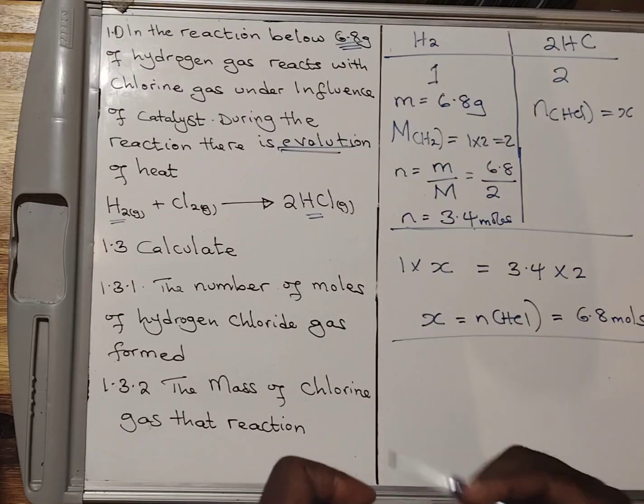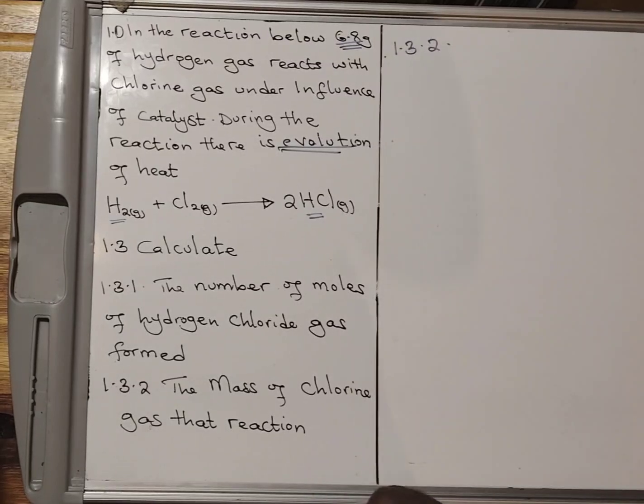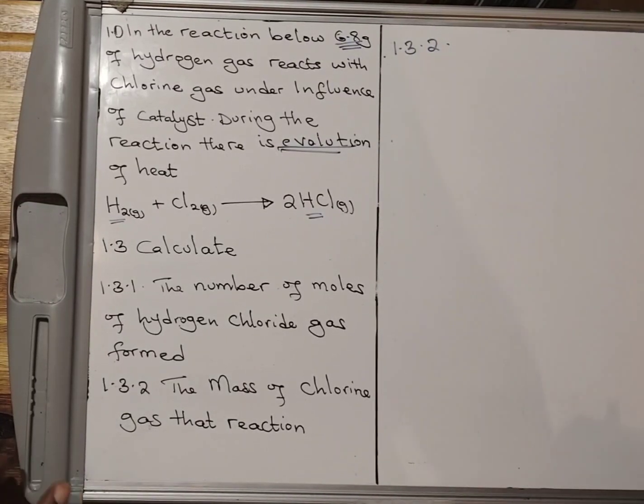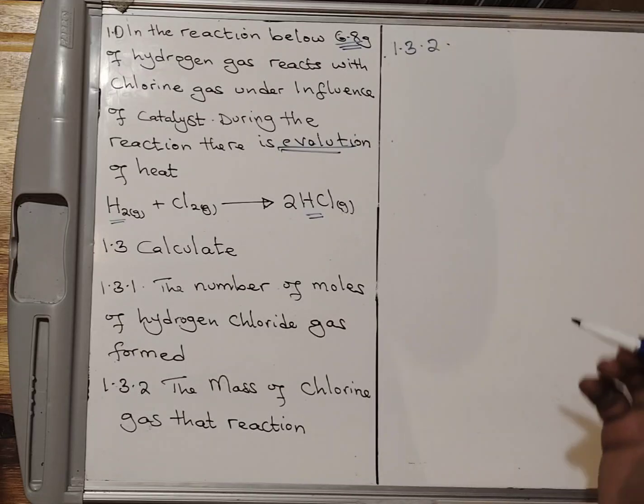Thank you. We feel this is the easiest and the most direct method which we can use throughout actually up to grade 12. So we go to next question. Yes, then comes this question 1.3.2. It says that calculate the mass of chlorine gas that reacted. Still, we use the same method.